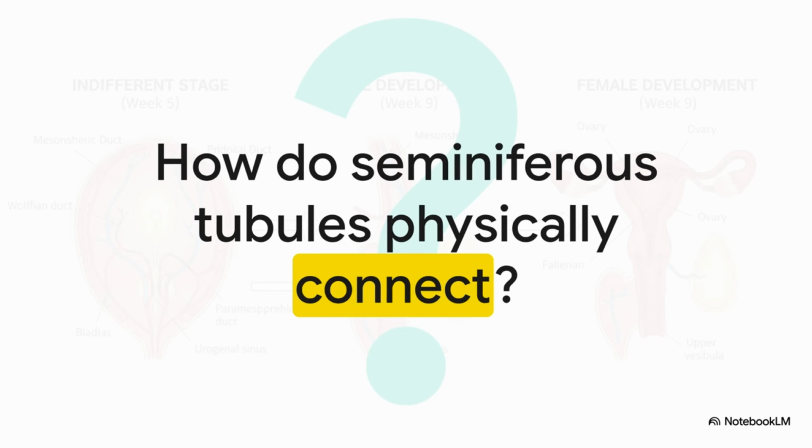Which brings us to a pretty fascinating puzzle to leave you with. Once these seminiferous tubules finally canalize at puberty and are actually ready to do their job, how do they physically connect to the rest of the genital duct system? I mean, how do they link up with those mesonephric and paramesonephric ducts to actually transport sperm out of the testis? The embryonic plumbing has to connect absolutely perfectly for this to work.